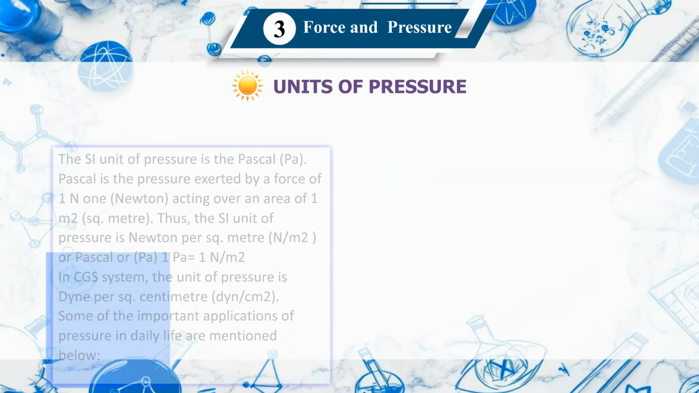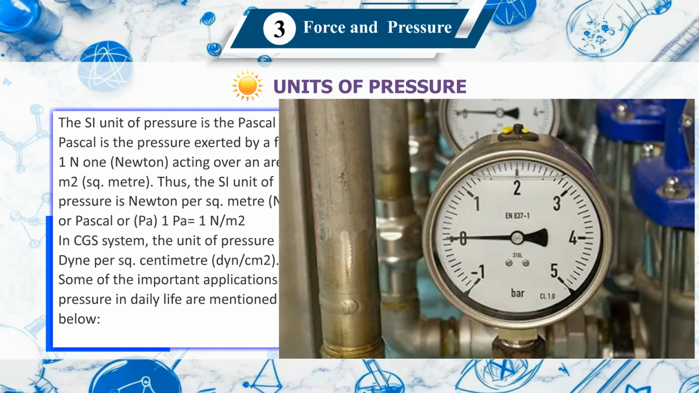Units of pressure. The SI unit of pressure is the Pascal, Pa. Pascal is the pressure exerted by a force of 1 Newton acting over an area of 1 square meter. Thus, the SI unit of pressure is Newton per meter square, or Pascal, or Pa. 1 Pa is equal to 1 Newton per meter square. In the CGS system, the unit of pressure is dyne per square centimeter.